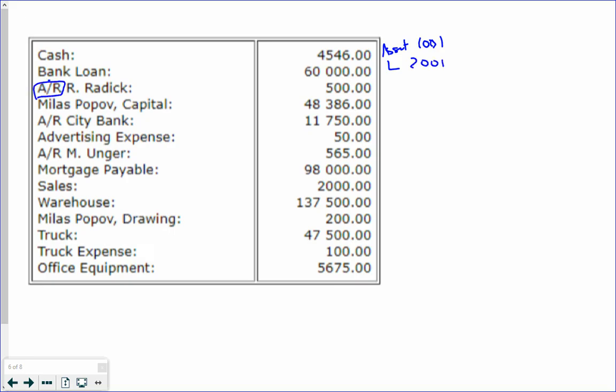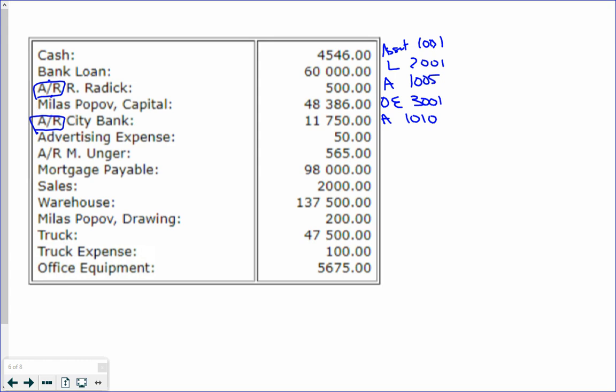Accounts receivable. AR is accounts receivable. These are people that owe you money, so that is an asset. So I'm going to number it 1005. Capital account, this is owner's equity. That gets numbered with a 3,000. Accounts receivable again, people that owe you money, so this would be an asset. So I'm going to go 1,010.